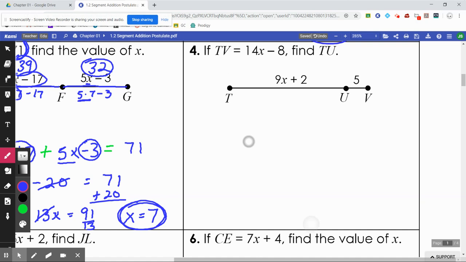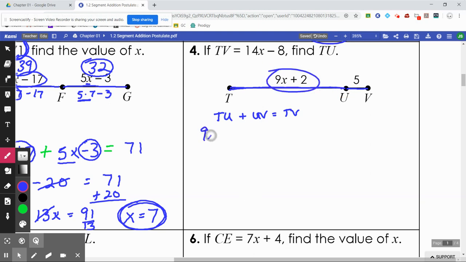Number 4, doing the same thing. The segment addition postulate says this line segment, when added to this line segment, is equal to the whole line segment, which is TV. Or you could say that TU, when added to UV, would equal TV. That's the segment addition postulate. Well, guess what? We know what TU is. TU, which is right here, is 9x plus 2. If you add that to UV, which is 5, it will equal the whole distance, which is 14x minus 8.